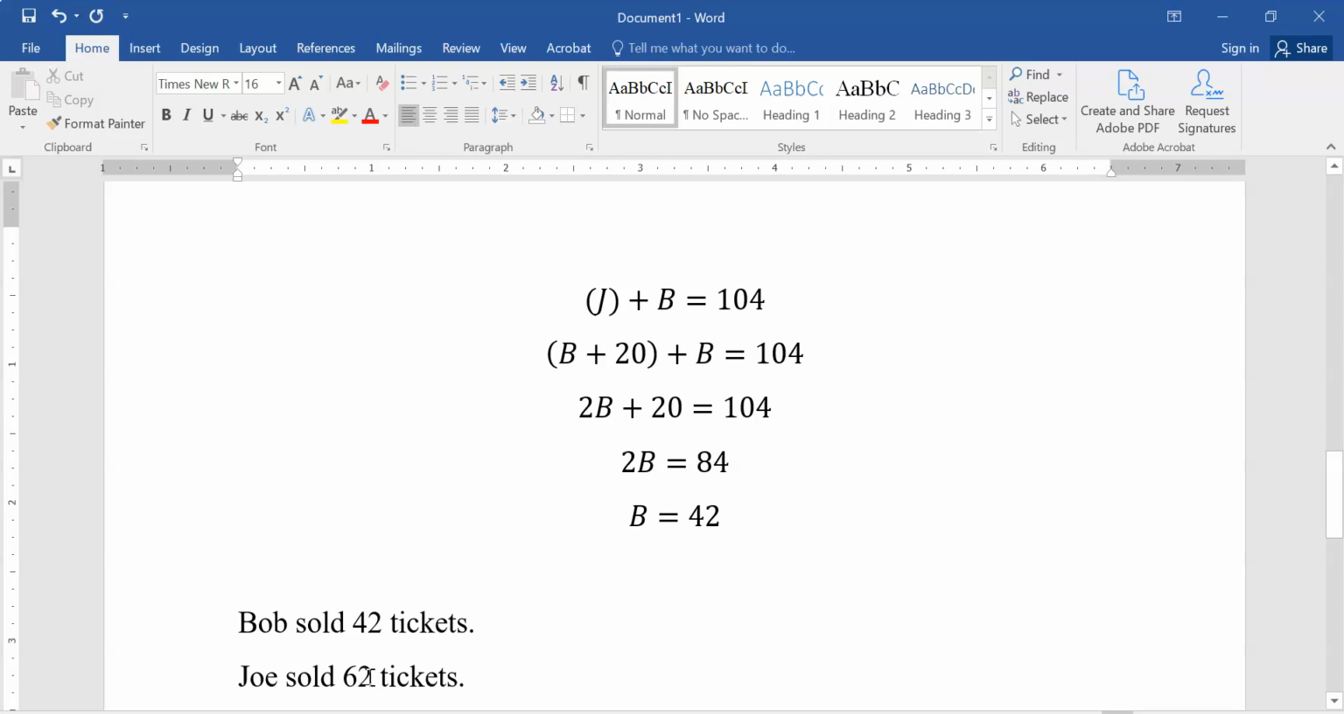And notice that we can check that these are the right amounts, in that we know that Joe sold 20 more. There's a difference of 20 there, but also that they have to add up to 104. If you add up 42 plus 62, they do in fact add up to 104. So there you go. That's how to solve that related sums type problem.